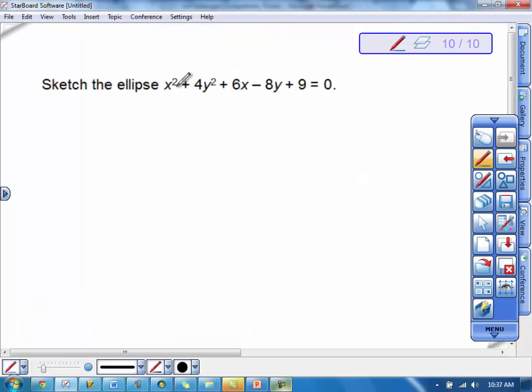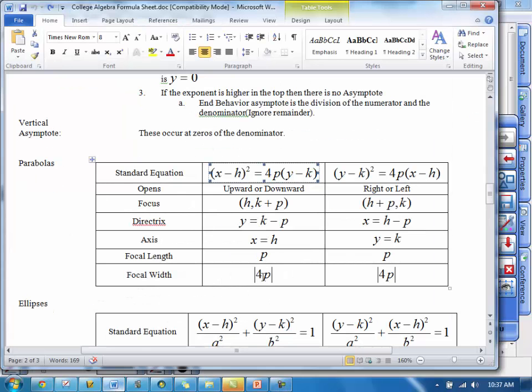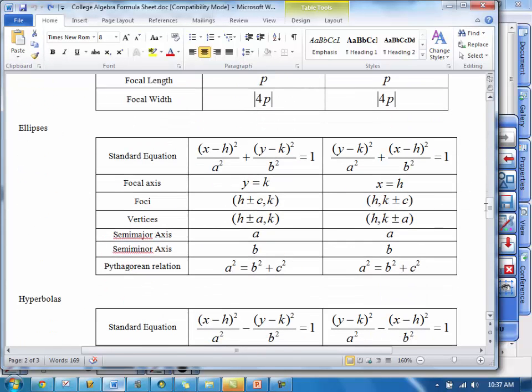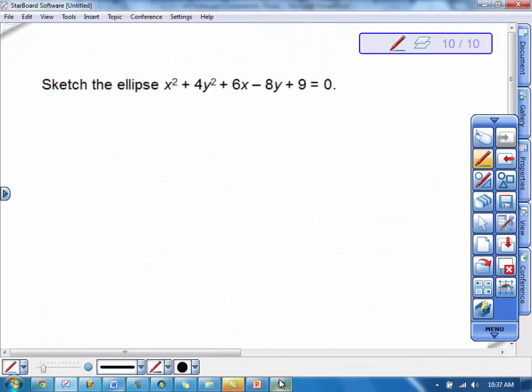Let's try another one then. This is an ellipse, not a parabola. Let's try to put this in our form for an ellipse, which is right here. So we're going to put it into one of these two forms by completing the square. So go ahead and give us a try.